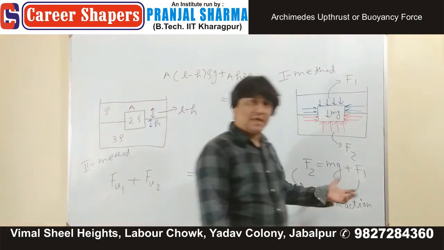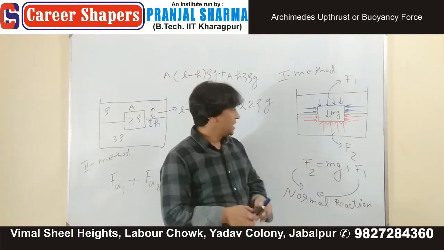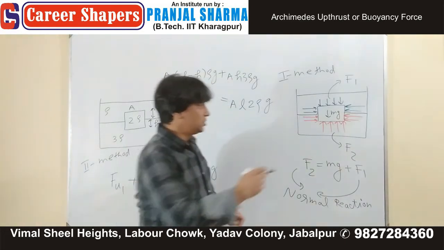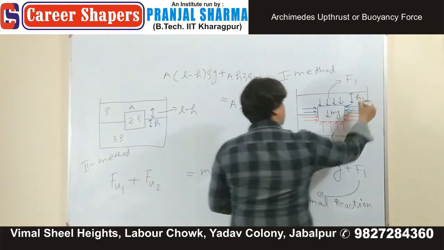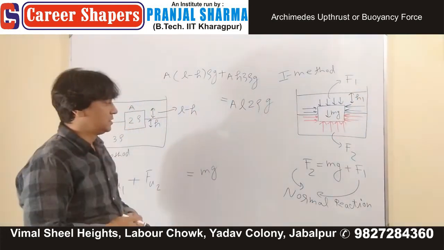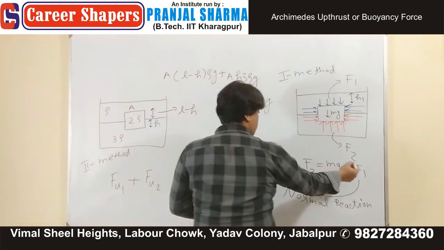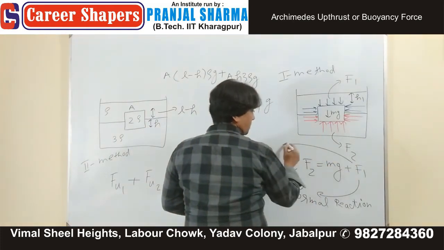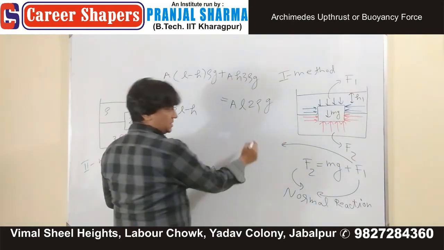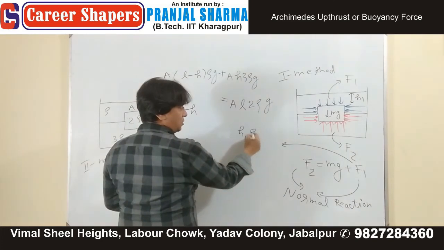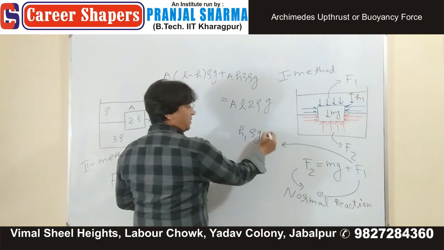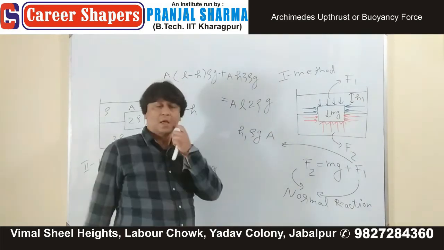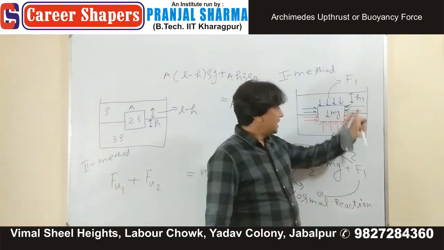थोड़ा मैं इसको बता दे रहा हूं, पता नहीं कितने लोग ट्राई करेंगे या नहीं. Suppose this much height is H1. This is H1. Then F1 is H1 rho G multiplied by A.